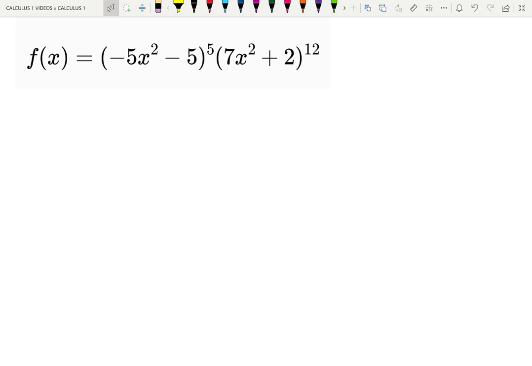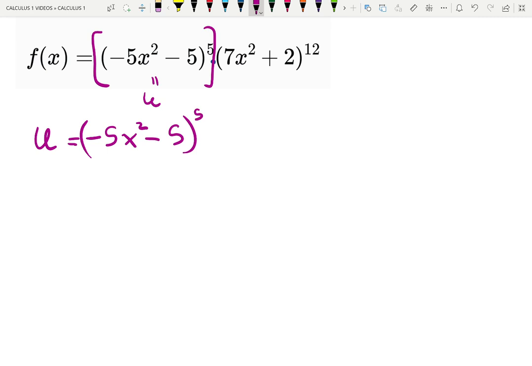Let's differentiate this function. This function consists of a product of two functions. The first function, let's call it u, is, let me use brackets so we don't have thousands of parentheses, minus 5x squared minus 5 and raised to the 5. Let me write this down. u is minus 5x squared minus 5 raised to the 5.